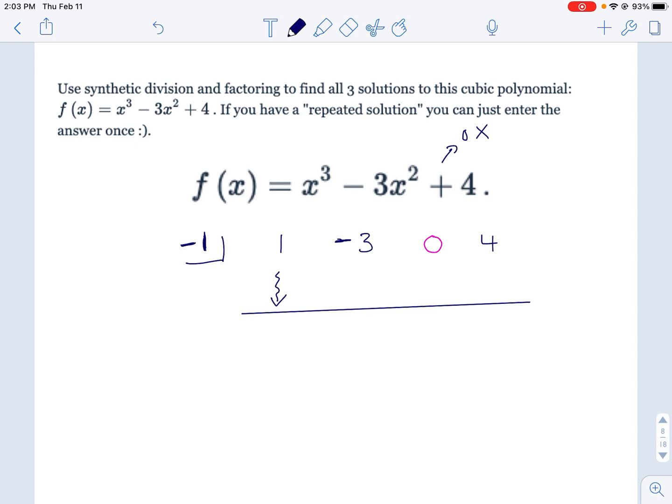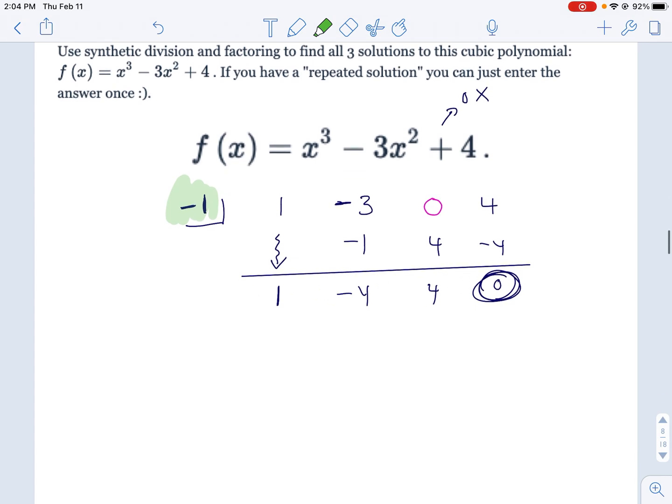So if I do that, I'll bring down 1. 1 times negative 1 is negative 1. Bring it up there. Add down, that's negative 4. Multiply those together, I get plus 4. Add down, I get 4. And then negative 1 times 4 is negative 4. That adds up to 0. And guess what? I stumbled upon a solution. Negative 1 gives me a 0, so it's a solution to the problem.